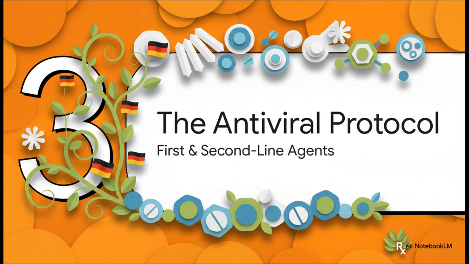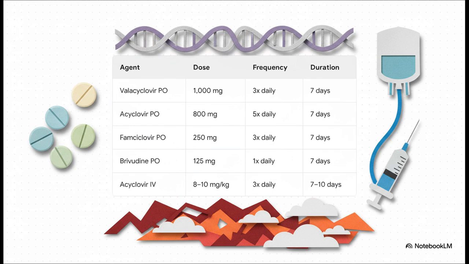Treatment, of course. Let's dig into the specific antiviral agents the guidelines recommend. Okay, here's the nitty-gritty. The guidelines detail 4 oral options and IV acyclovir. Let's walk through them. Valacyclovir is 1,000 milligrams 3 times a day. Standard acyclovir is 800 milligrams, but it's 5 times a day, which can be a real challenge for patient adherence. Famciclovir is 250 milligrams 3 times a day. And then you have Brivudine, which is the easiest oral regimen at 125 milligrams just once a day.